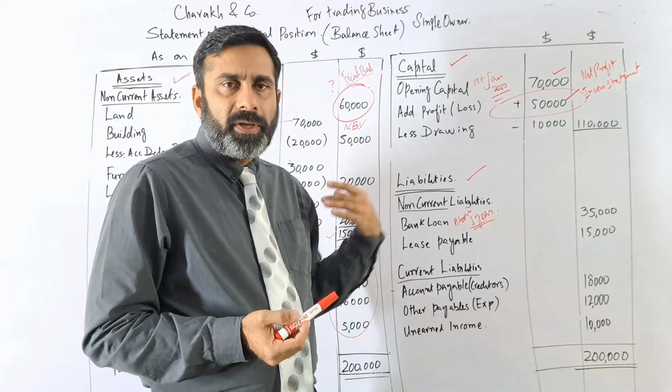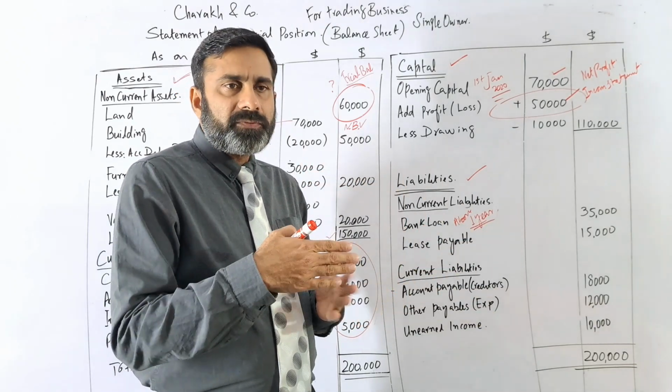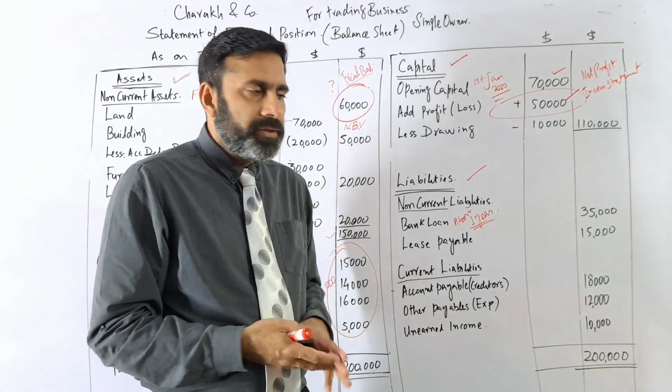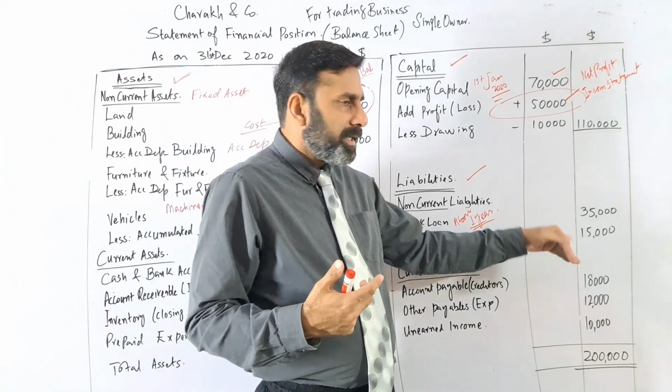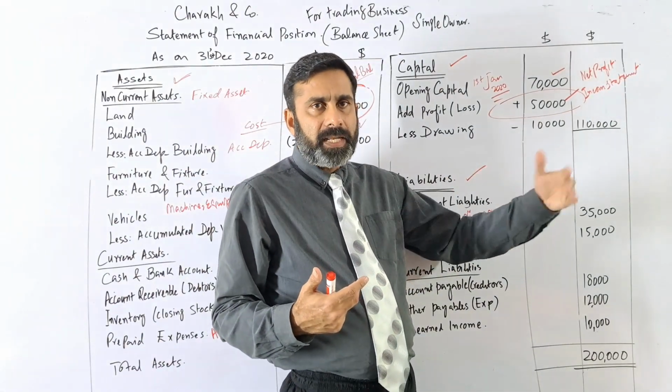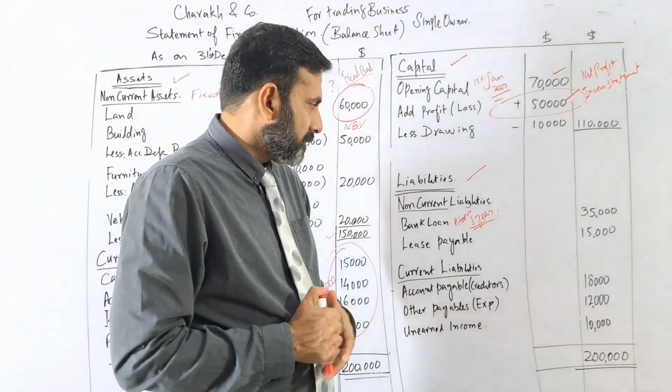They may have taken some vehicle, or some building or any furniture for the next 5, 4, 10, 15 years. So this is on installment, so they have to pay it, but in the next 5, 6, 10, any number of years, which is more than 1 year.